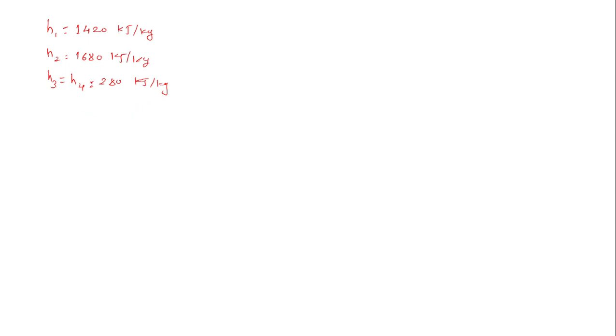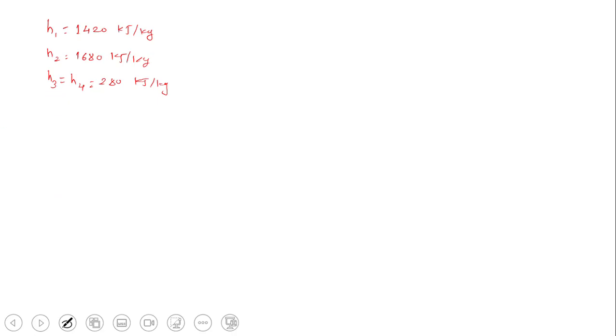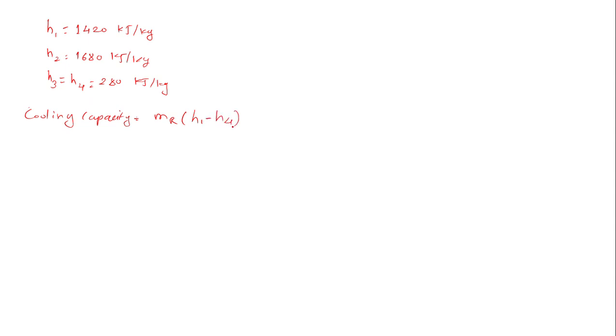So these are the enthalpies we have got. Now one by one we can get the data. First, we'll see what they have asked. Yes, they have asked the cooling capacity. So for cooling capacity, the formula is mr into h1 minus h4. In this formula, I know the value of h1, I know the value of h4, but I don't know the value of mr, that is the mass flow rate of refrigerant.